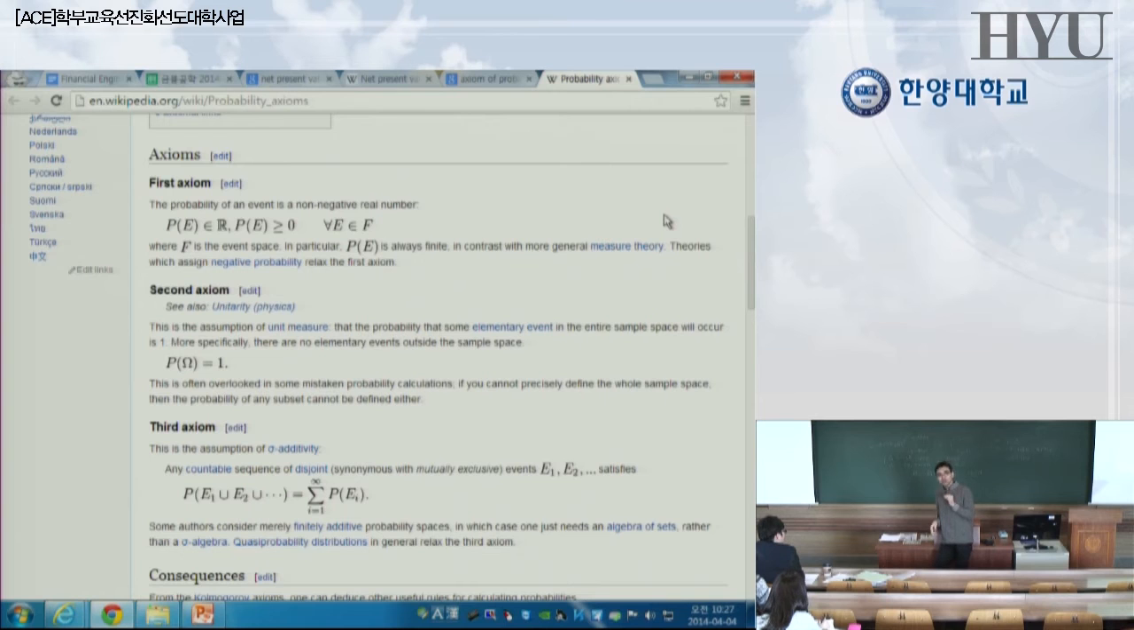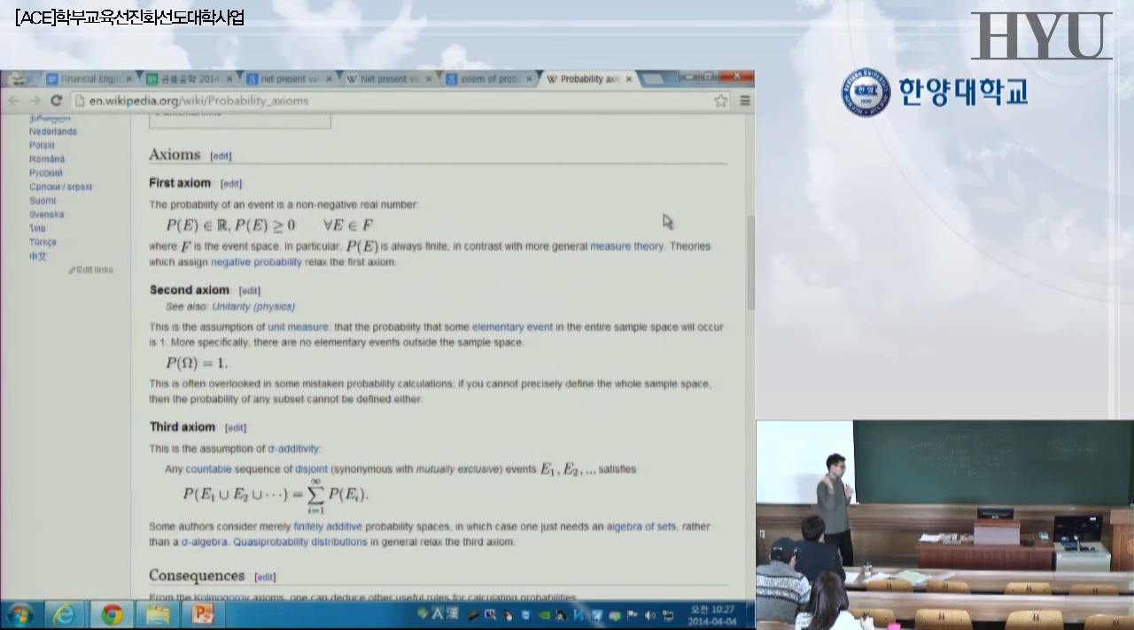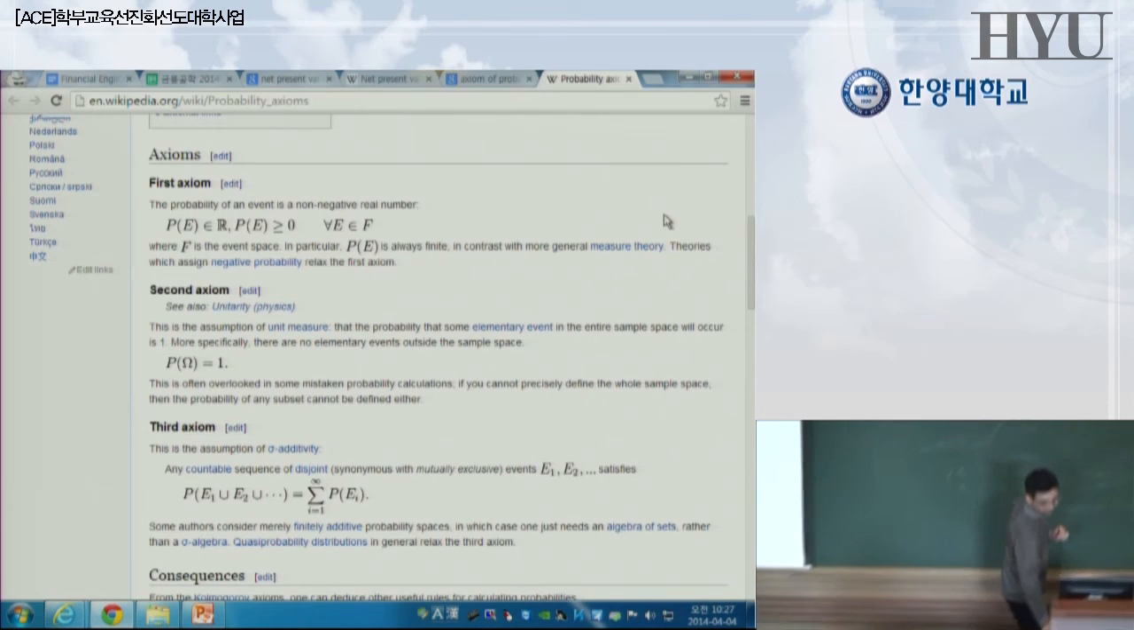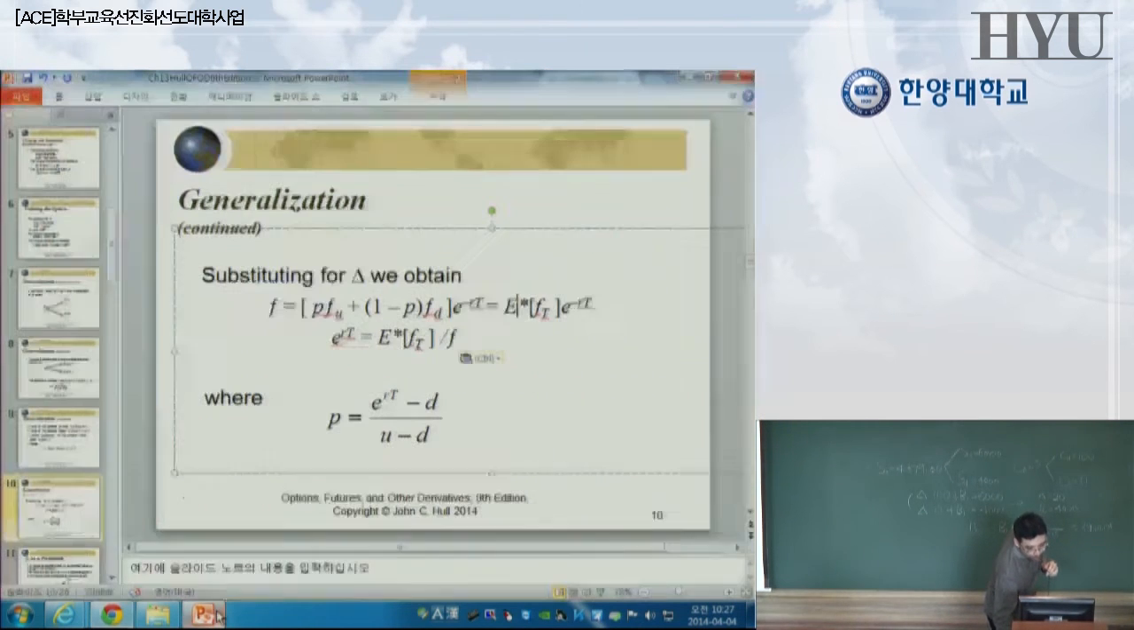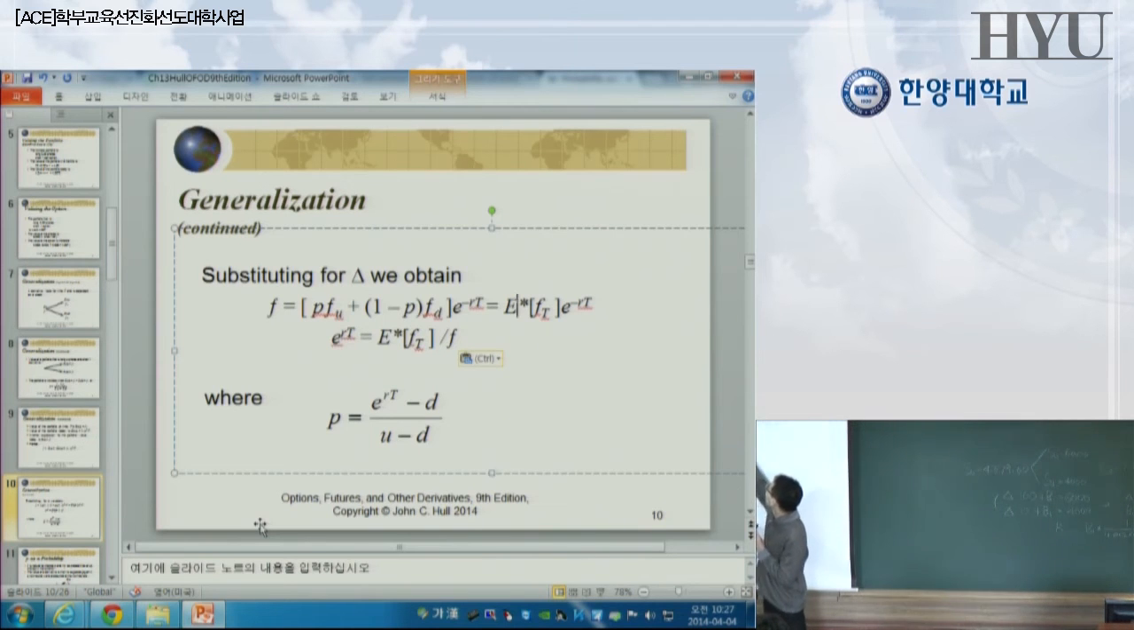So if a function satisfies these three axioms, we call that a probability. Only the 신사고 textbook explains this. This is very important. So let's apply these three axioms to our situation. Only when P is a probability can we call this an expected value, and then we have this hypothetical situation of calculating the expected value by discounting the risk premium.